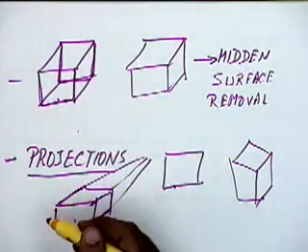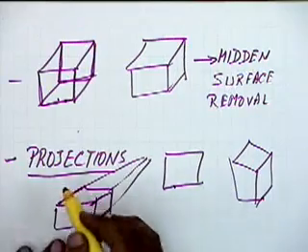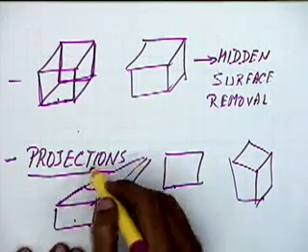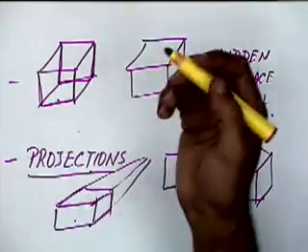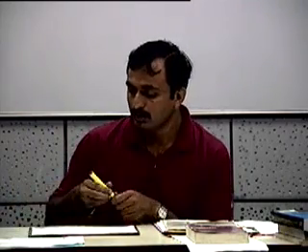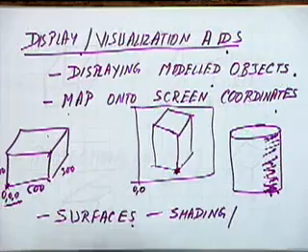We will be seeing methods for each of these tasks. We will see how projections can be obtained, how hidden surfaces can be removed, and how simple display of lines and curves can be done. We will also see how the shading can be done. All these techniques we will be covering as a part of this course.